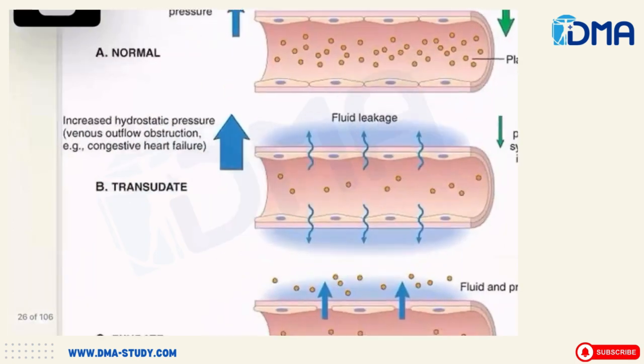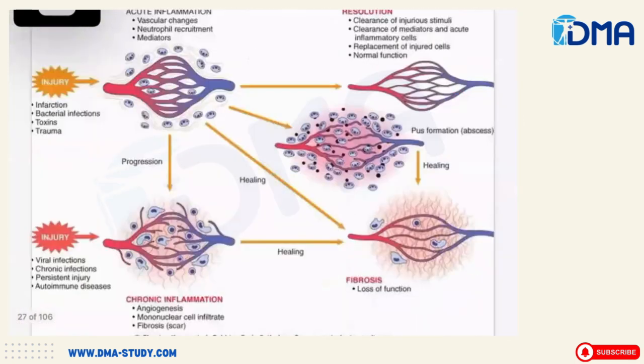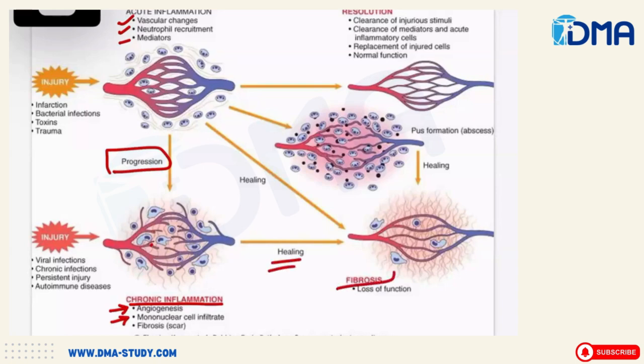How about in a chronic inflammation? What is the problem with a chronic inflammation? In acute inflammation, vascular changes occur, the neutrophils will come out, mediated by mediators, and try to solve the problem. Then if it progresses, it becomes a chronic inflammation. In chronic inflammation, you have continuous angiogenesis, new vessels forming. They are trying to solve the problem by forming new vessels, then recruiting more mononuclear cells. If there is too much inflammation, it is usually healed in the form of fibrosis.